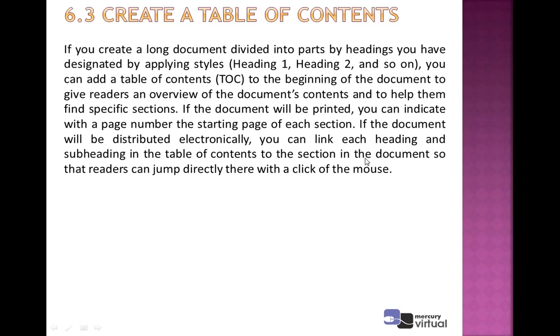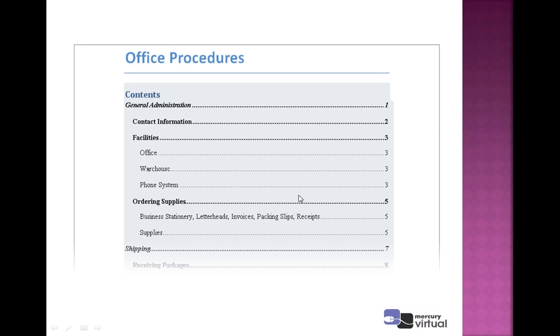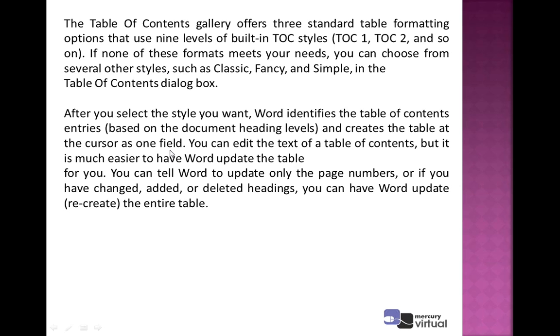Means you can link each heading and subheading to the section where it starts, so that readers can jump directly there with a click of the mouse. So this is how we can create the contents so that the user can click and jump to the new location. This is how we can create the table of contents. This is the office procedure: contents, general administration, contact information, facilities, office, warehouse, phone system. So this is how we can insert or use the table of contents.